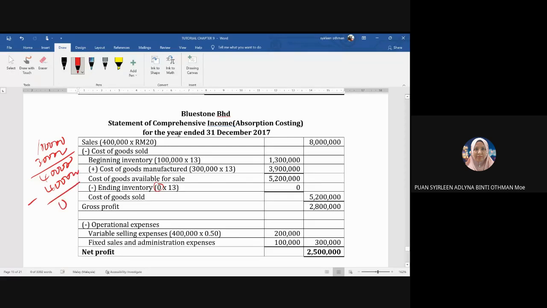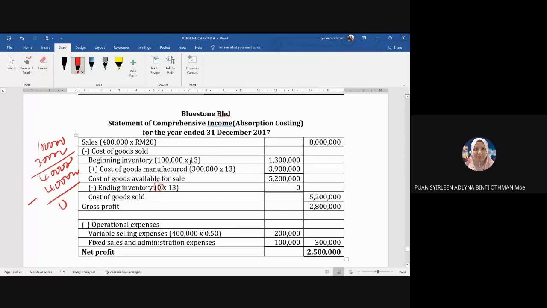Okay. Yang ni ikut logik lah. Boleh fikir. So janganlah terpinga-pinga bila soalan tak diberi ending inventory. Sampai 3 hari 3 malam fikir macam mana nak dapat. Okay. Which is actually so lame. Benda tu memang ada je.